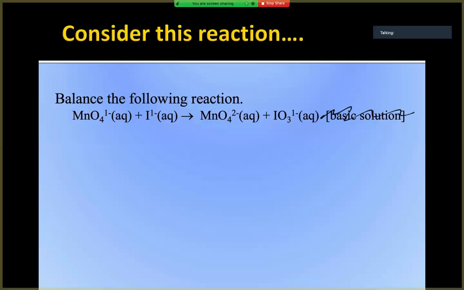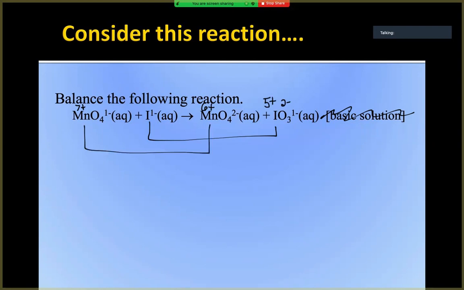So start with your oxidation numbers. Oxygen's a 2-. I think this is a 7+ on the manganese. Pretty sure that's going to change. 2-, 8 negatives, 2 negatives left over. I think it's changed to a 6+ over here. And then we got our I- going to, this is a 2-, 6 negatives, total of 5+.